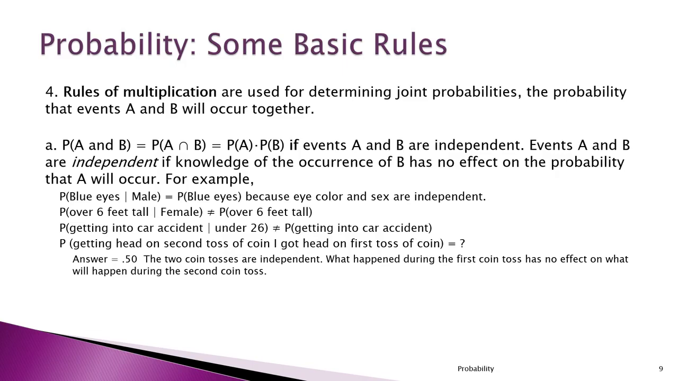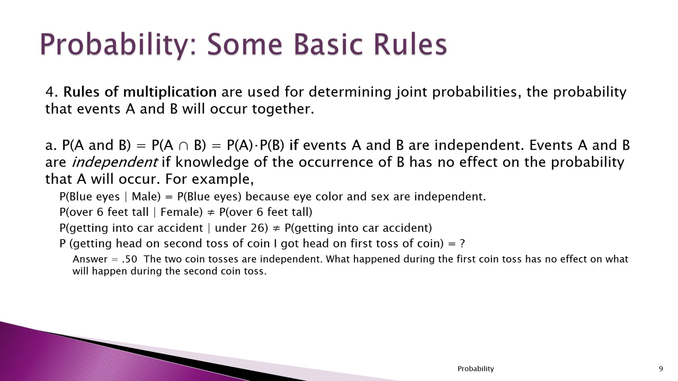The rules of multiplication are used to compute joint probabilities, which we know from the previous slide is the probability that event A and event B occur together, that they both occur. Like the example we just saw, the probability that someone is both an accounting major and a business major. That's a joint probability. Well, first let's look at a very specific case, then we'll go to the general case.